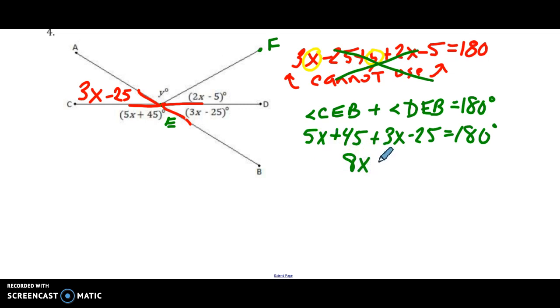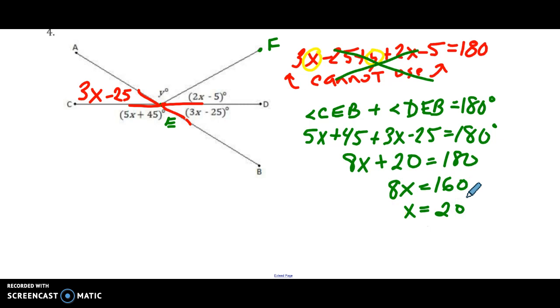So we combine our like terms. We get our non-x terms to one side, and we find that x equals 20. Okay, x is not a measure of an angle, so I need to substitute back in. 5 times 20 plus 45. That means this is 145 degrees.